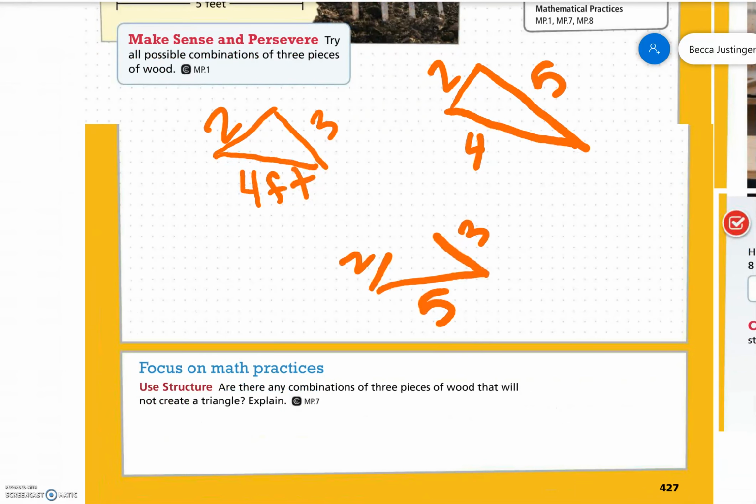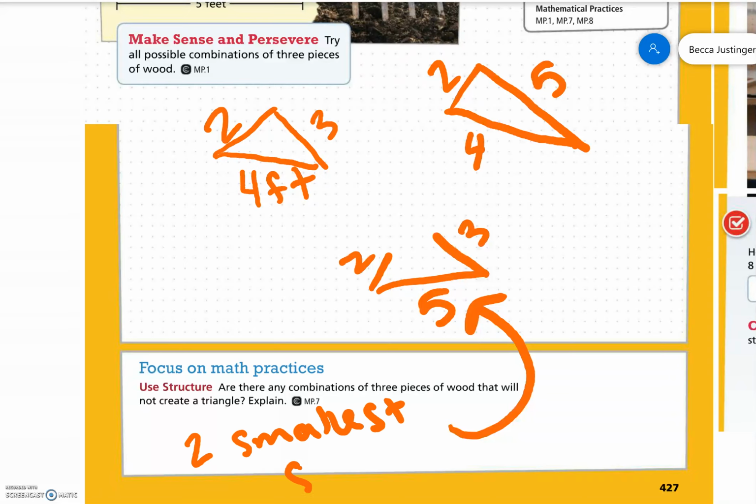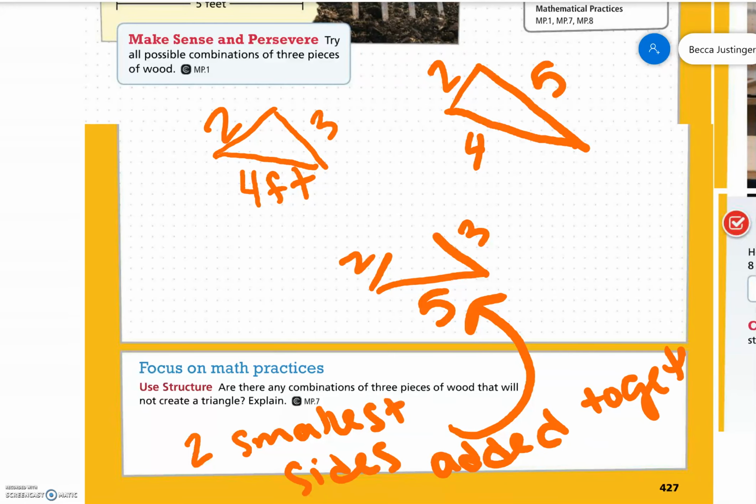Are there any combinations of the 3 pieces of wood that will not create a triangle? Oops, there it is. Explain. Because the 2 smallest sides added together have to be greater than the 3rd side.